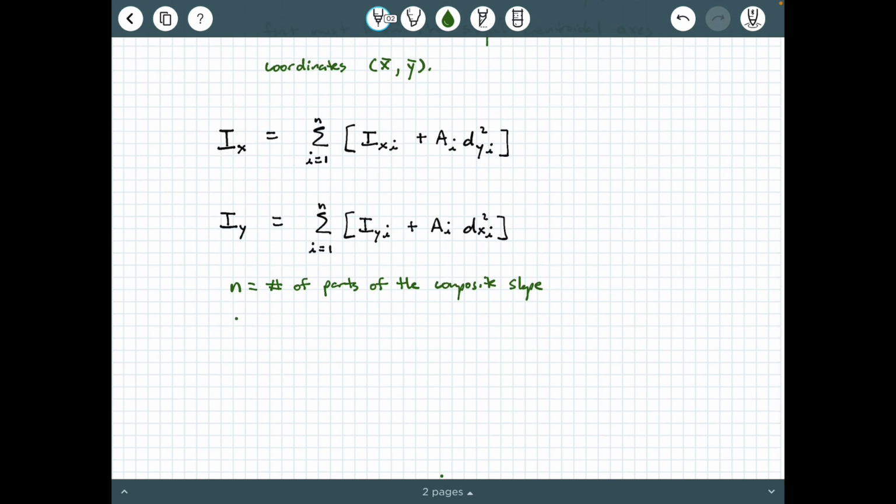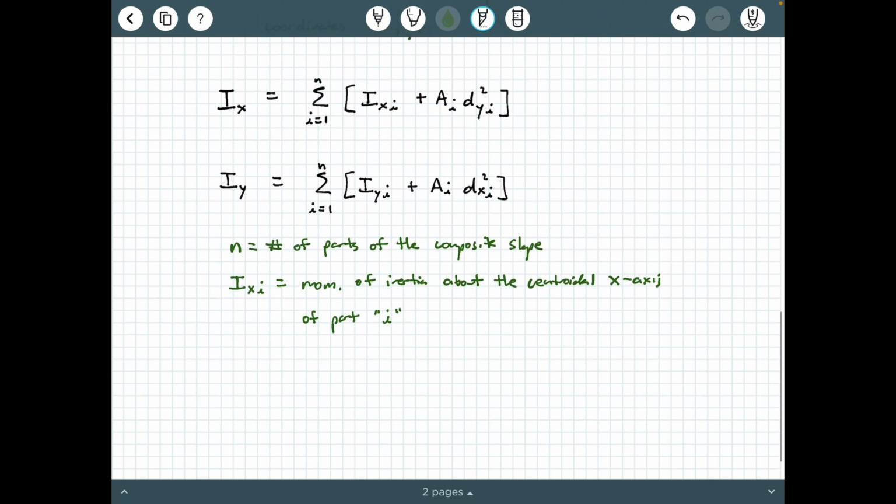What about I sub x sub i? I sub x sub i, which we see here, is the moment of inertia about the centroidal x-axis of part i. So what we're saying here is we need to calculate the moment of inertia about each specific part's own centroidal x-axis. For example, if we have a T shape or a C shape or an L shape, the I sub x sub i values will all come from those individual rectangles that make up that composite shape. So that's I sub x sub i.